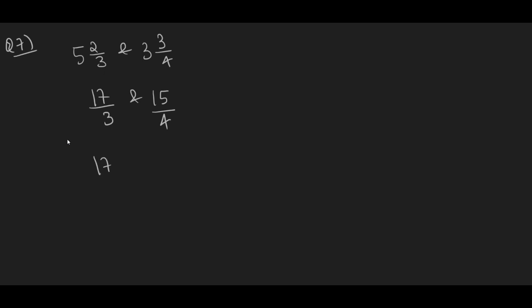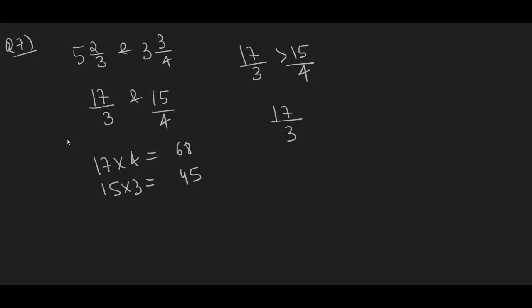So 17 into 4 and 15 into 3. 17 4s are 68, and 15 into 3 is 45. So here 17 upon 3 is greater than 15 upon 4. And by how much? So what will you do? You will subtract 17 upon 3 minus 15 upon 4.